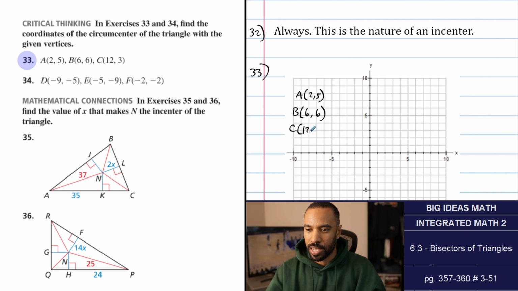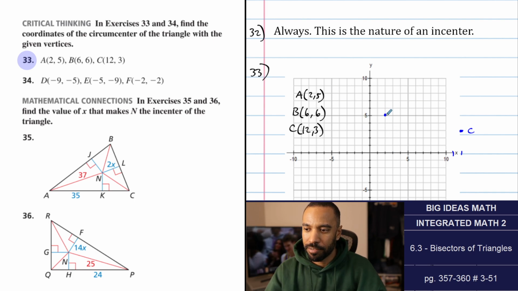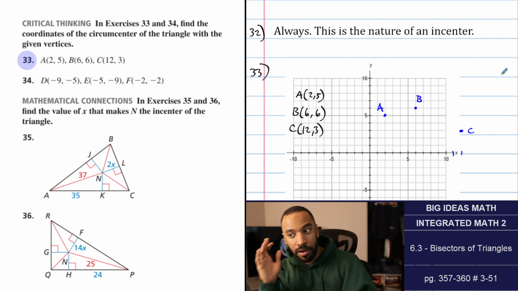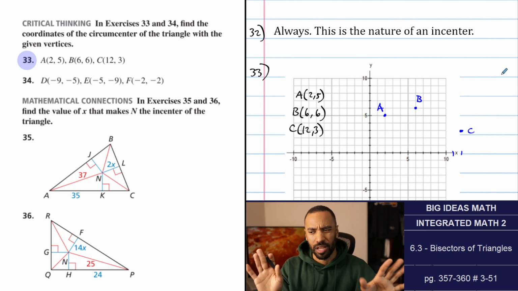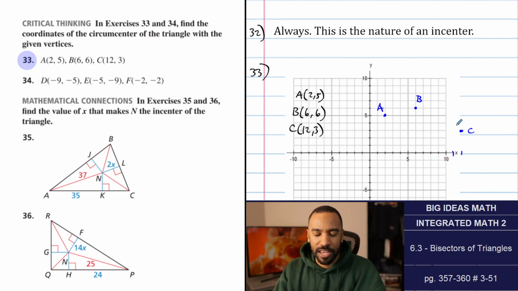The problem with C is it is outside of my window range here. I can just guess this again. 9, 10, 11, 12. All right, 12, 3 is C. Doing the best I can with that one. A is at 2, 5, and B is at 6, 6. Now, one immediate thing that I'm seeing right here is that none of these are vertical or horizontal. So we're going to have to work with opposite reciprocal slopes. It's not the worst thing. C has to be involved somehow.